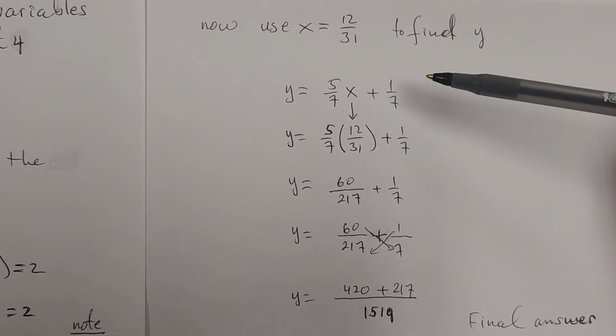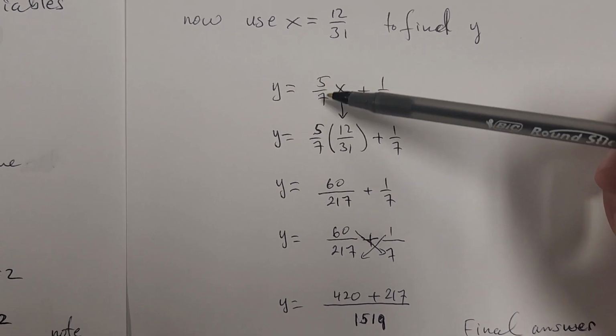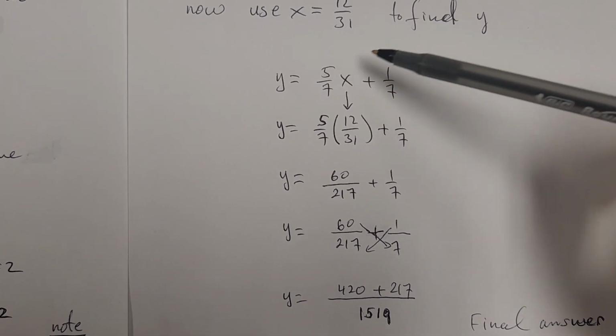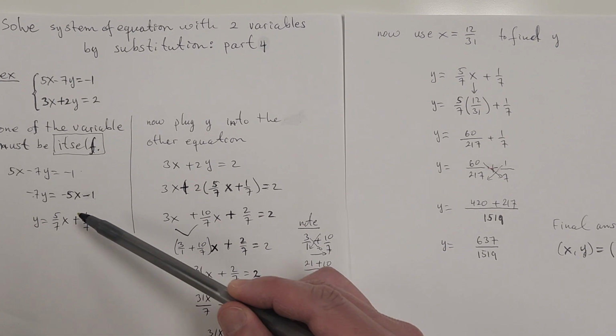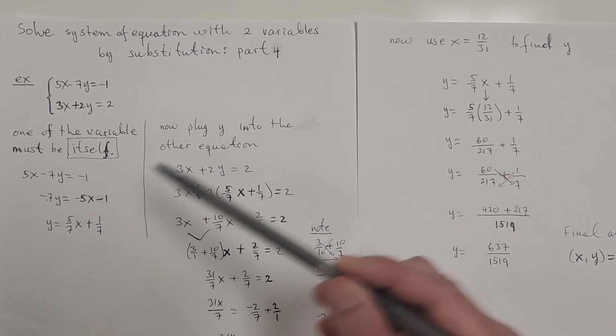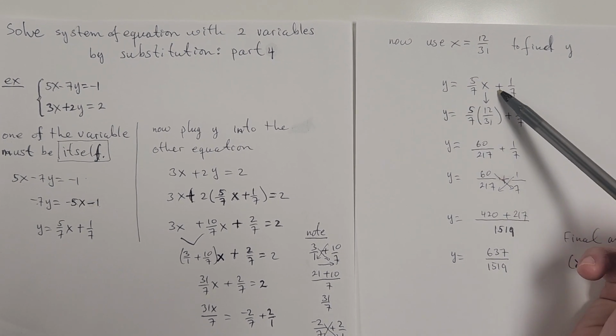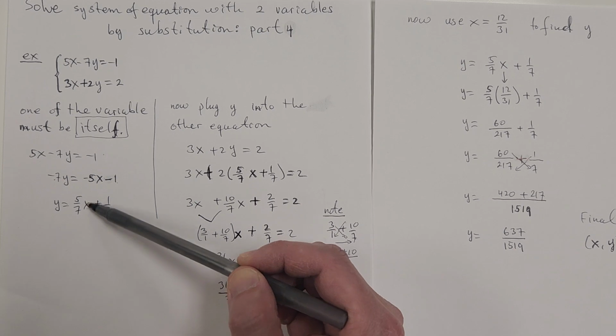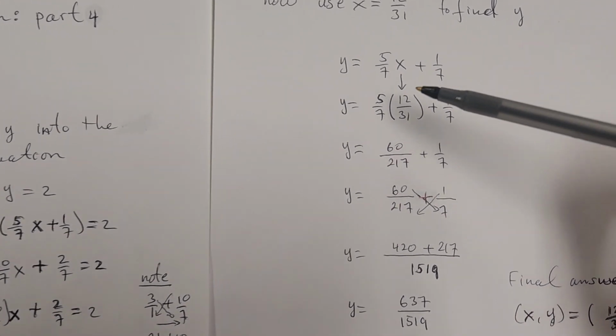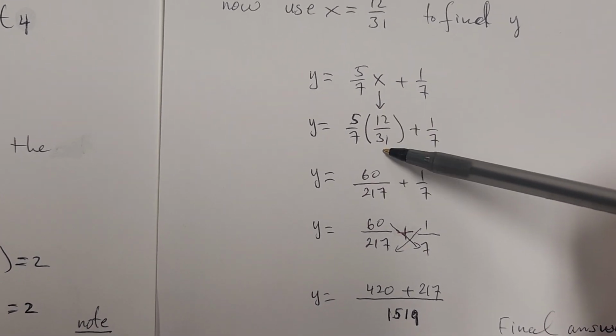Okay, so here's the work. y equals 5/7 x plus 1/7. Where did I get this equation from? This is from the beginning right here. This equation right here came from here. Now all I need to do is put the x in. So what is x? 12/31.